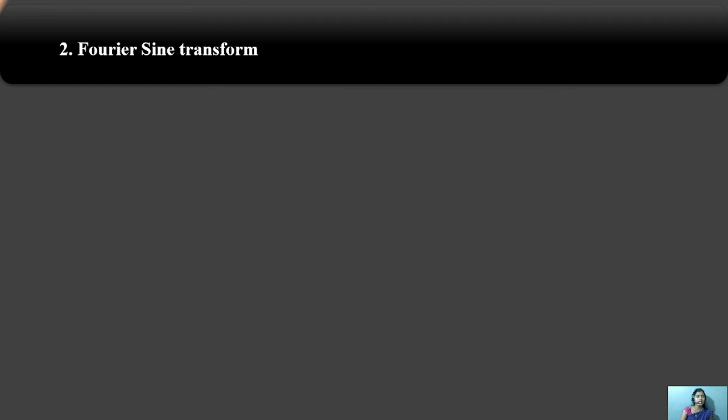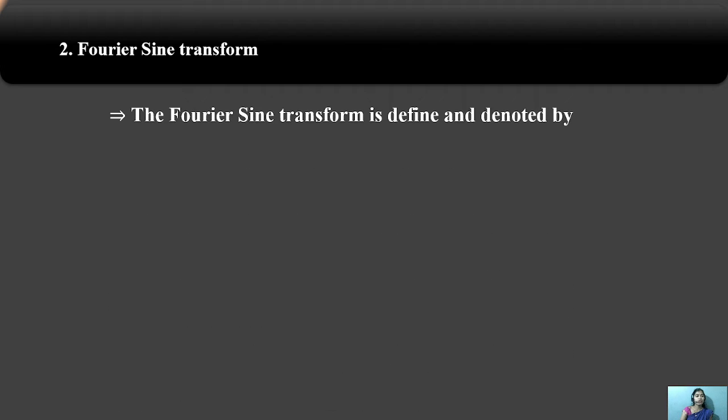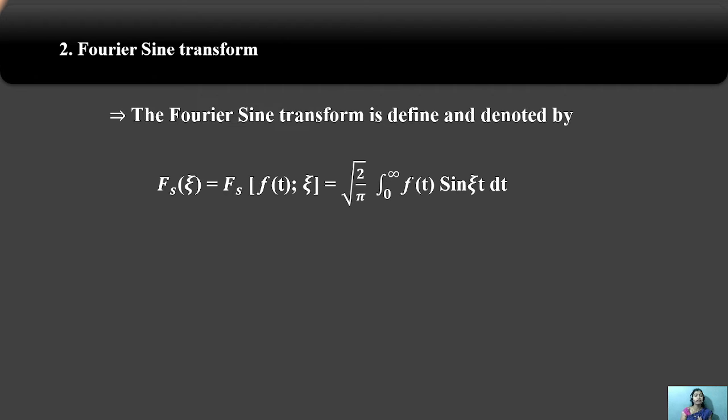Next is the Fourier sine transform. In this Fourier sine transform, the same formula will be given, but only the notation changes. Okay, the Fourier sine transform is defined and denoted by F_s of xi. F_s is called the Fourier sine transform of xi, which equals square root of 2 upon pi integration 0 to infinity f of t sin xi t dt.